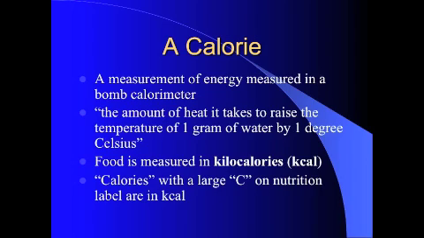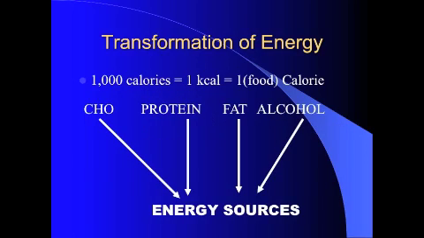Let's take a look at a calorie. A calorie in nutrition is a measurement of energy measured in a bomb calorimeter that measures the amount of heat it takes to raise the temperature of 1 gram of water by 1 degree Celsius. Food is measured in kilocalories or kcal. Calories with a large C on the nutrition label are really kilocalories or food calories. So in nutrition, basically calories and energy are the same thing.